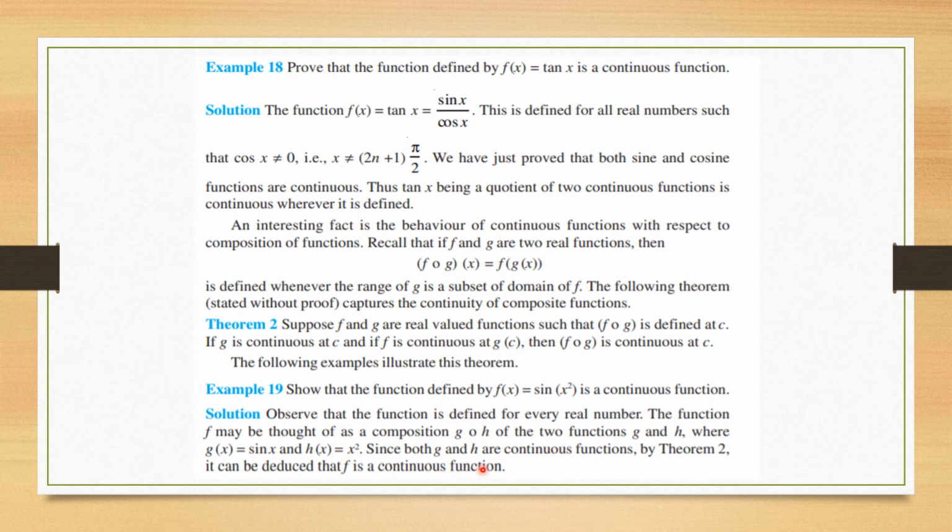Since both g and h are continuous, the composition of two continuous functions is also continuous. As I say, x square is an algebraic function, and sin x is continuous as we proved earlier. So the composition of these two continuous functions is going to be continuous.